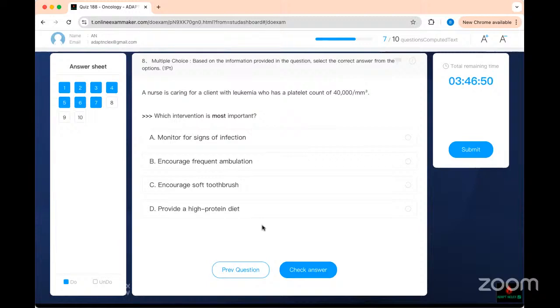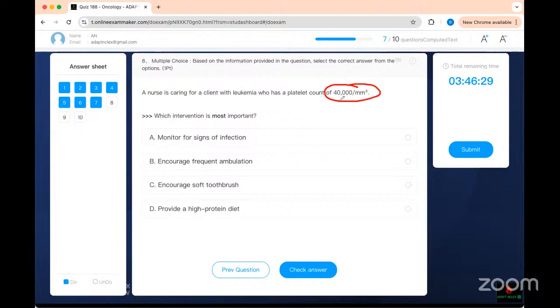Which intervention is most important? A nurse is caring for a client with leukemia who has a platelet of 40,000. This is another trap, right? If you don't look at it, you pick something wrong. You just have to answer the question that is being asked. The patient is on what?